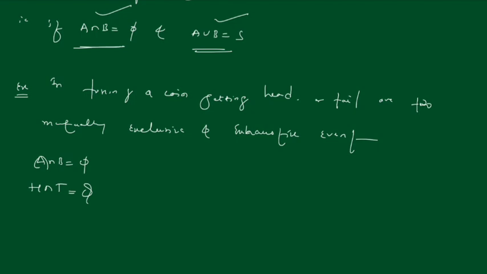Similarly, in throwing a die, getting an even number of dots or an odd number of dots uppermost are two mutually exclusive and exhaustive events only, right? So this is nothing but a mutually exclusive and exhaustive example.